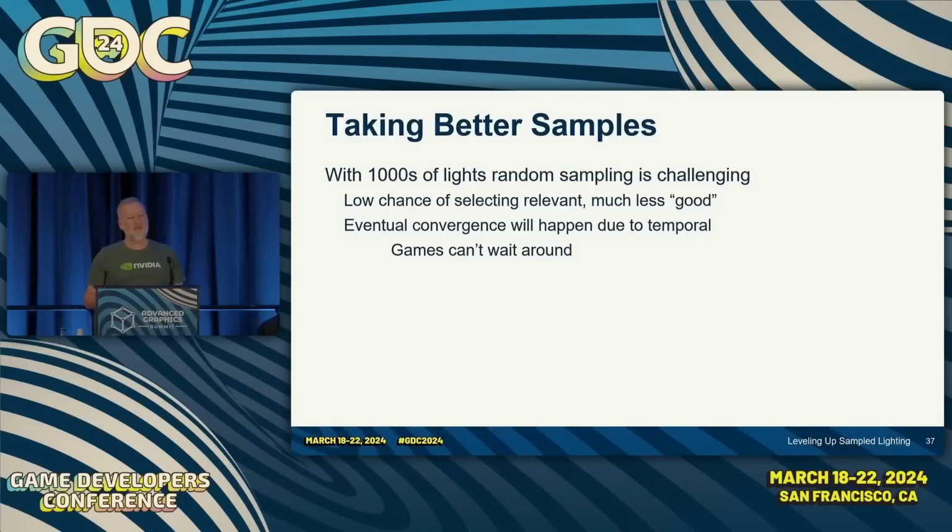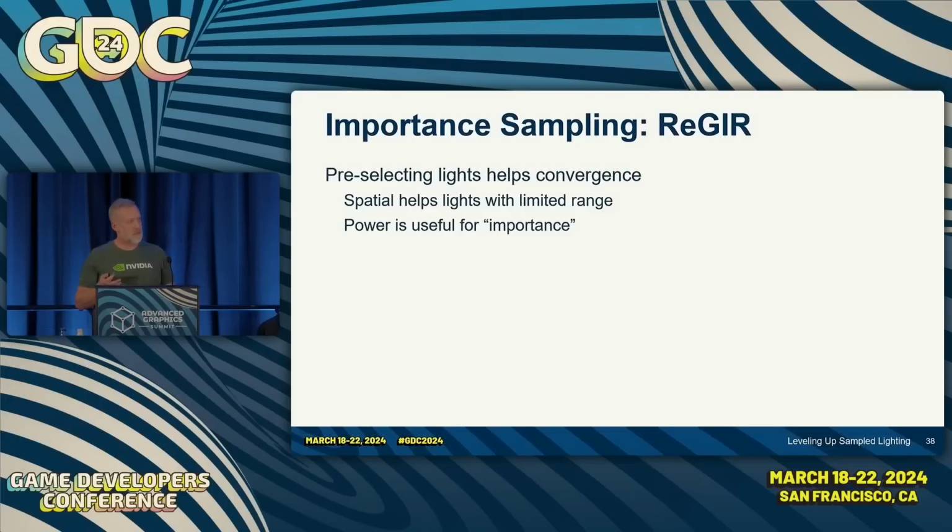So you may say, okay, well, with thousands of lights, random sampling can be challenging because we have to find relevant lights. We'd really like to find good lights, and a random sample has a tough time doing that. We can see that eventual convergence is going to get us there with this temporal and spatial resampling, but games can't wait around. We need to be able to produce an image very quickly. So importance sampling is a key portion of this, and the version that we're reusing today is reservoir-based, grid-based importance resampling. I got it correct that time.